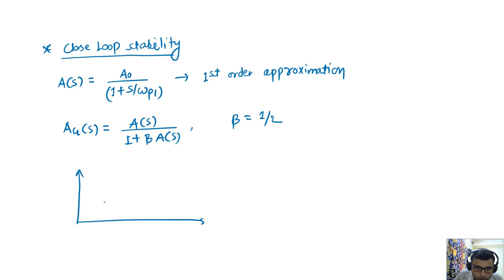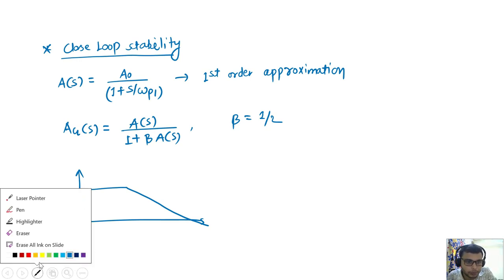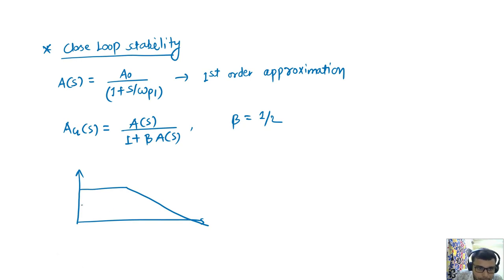problem also. If my open loop Bode plot is like that, then what we can see for the closed loop, it is somewhat here. Its gain is reduced by the factor of 1 plus A beta. Its bandwidth is increased, but UGB is same. Okay, so this is my 3 dB of closed loop.